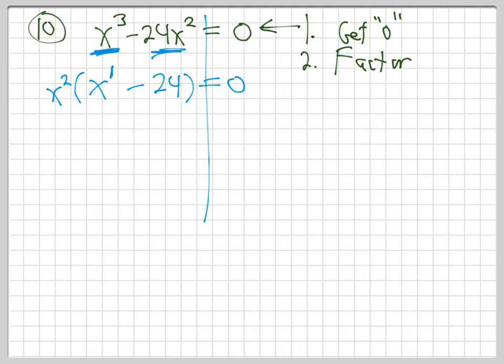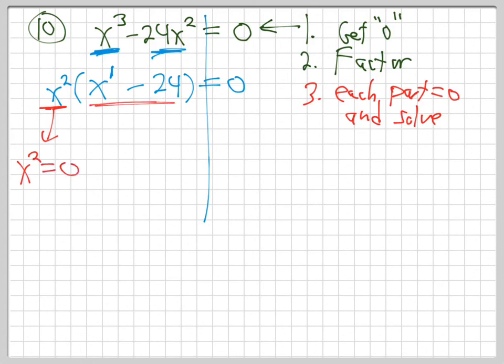Now what do we do next? So step 1, factor. Then each part equals 0 and solve, right? Because if two things are timesing to equal 0, either one could be 0 to make that happen, huh? So the first one could be 0, or the second one could be 0. It becomes two equations, doesn't it? Two equals 0s. Because if two things times to equal 0, the first one could be 0, or the second one could be 0 to make them times and be 0.